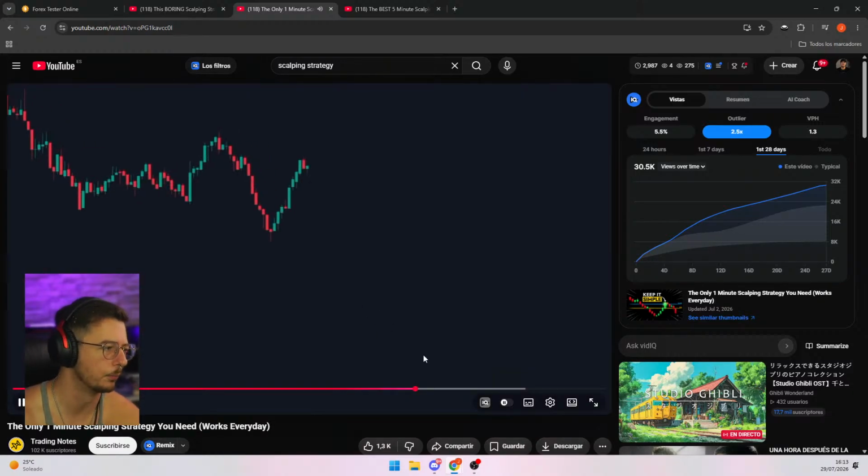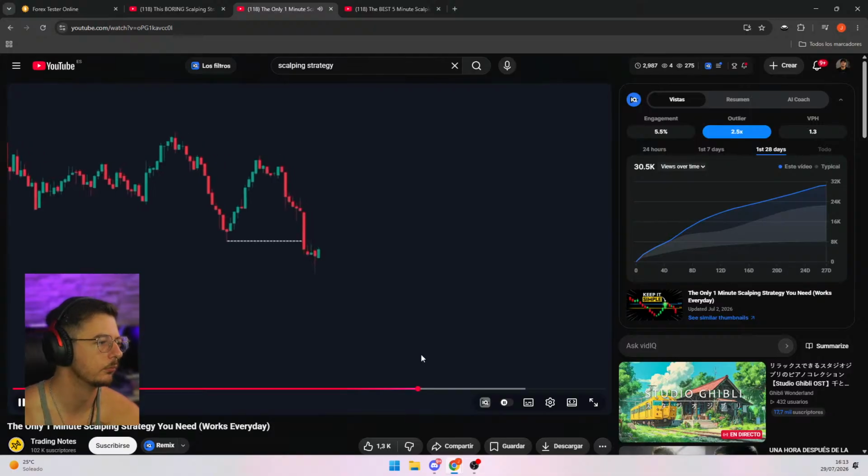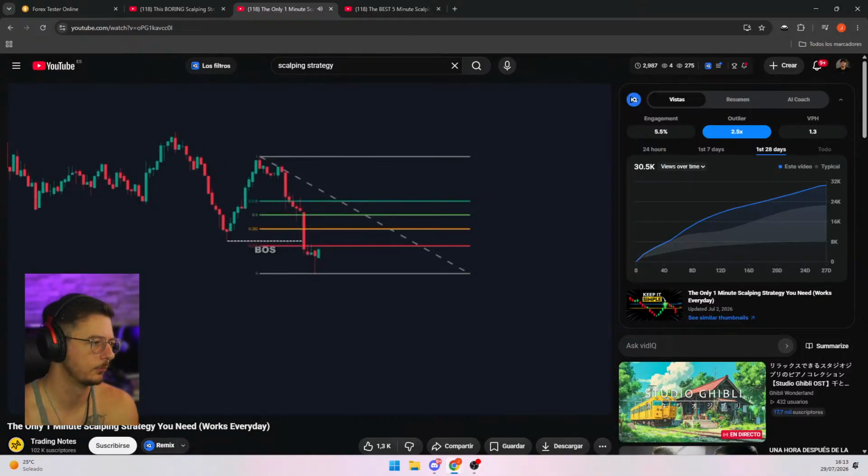You see price rejecting a level. You mark it. You see another rejection and a clean break of the trend line. That's your break of structure. You pull your fib from the top.